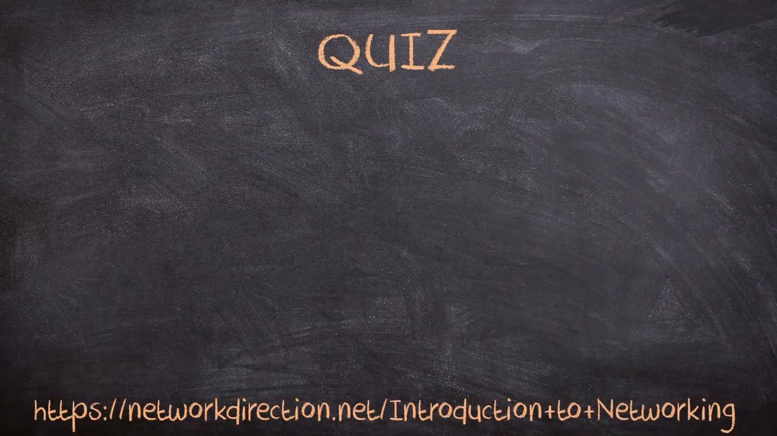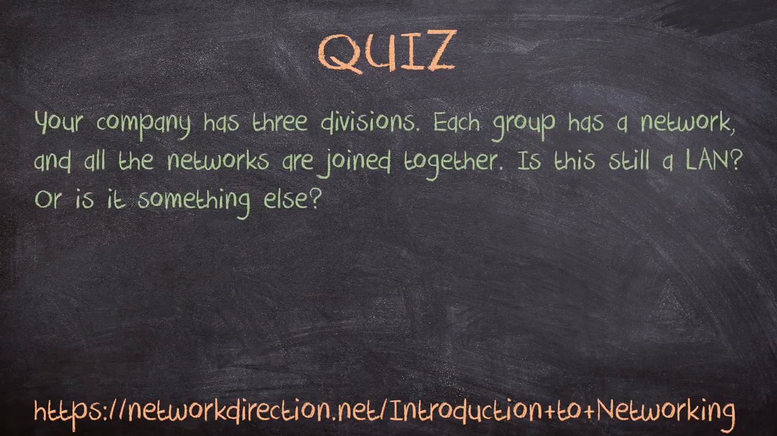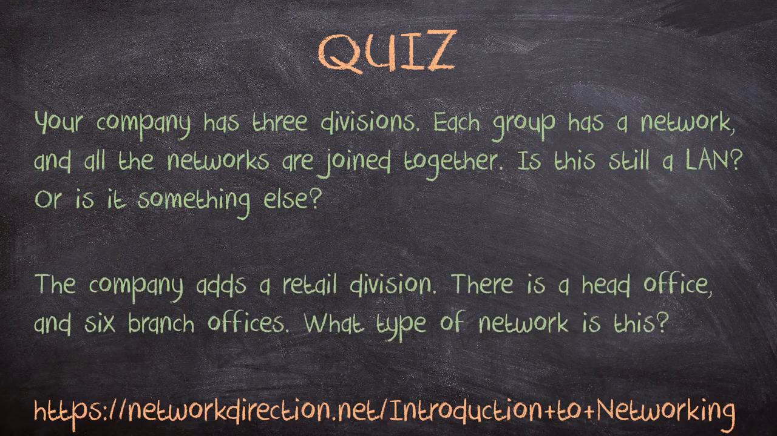And once again, it's time to get the brain working. Here's something to think about. You work for a company that has a finance division, an engineering division, and an admin division. Each group has their own network, and the networks are joined together. Is this network still a LAN, or is it something else entirely? The company grows and adds a retail division. In addition to the head office, there are now 6 branch offices. What type of network is this? As before, go to the link below to see the answers.